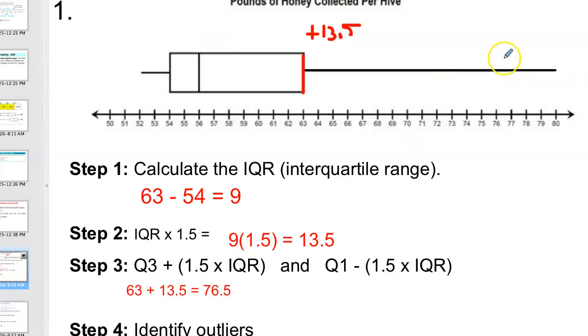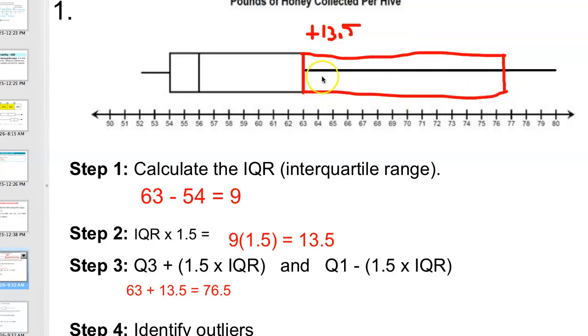And that is right here. All right, so that means that when I add 13.5 to this, I call this my safe zone. This is safe. Anything in here is considered safe. Anything past this is going to be an outlier. So anything in this zone is safe. Well, what does that mean? That means I have to have an outlier over here somewhere.